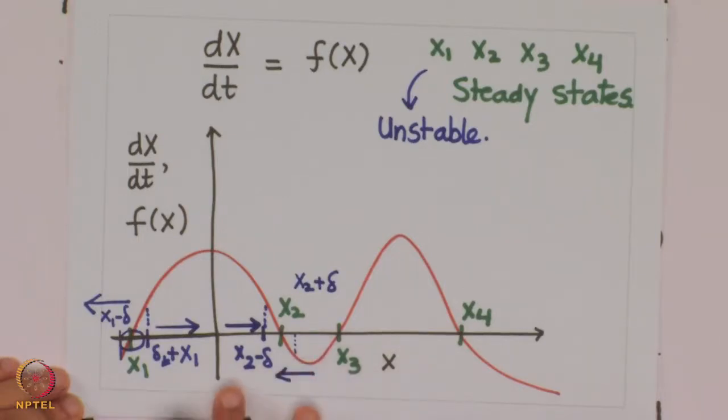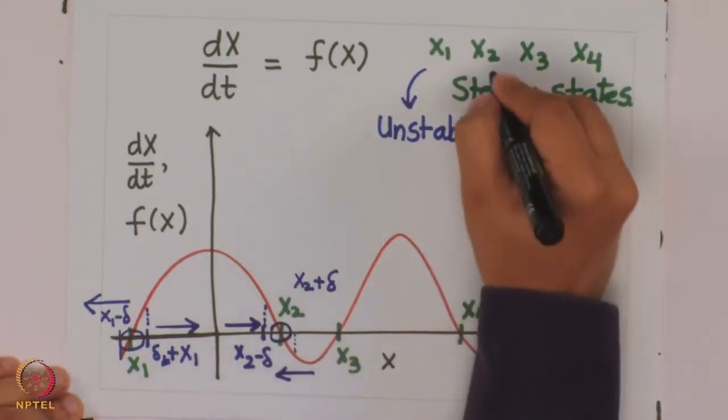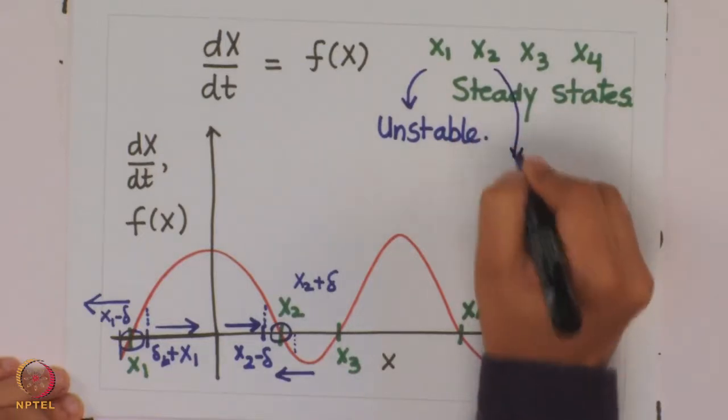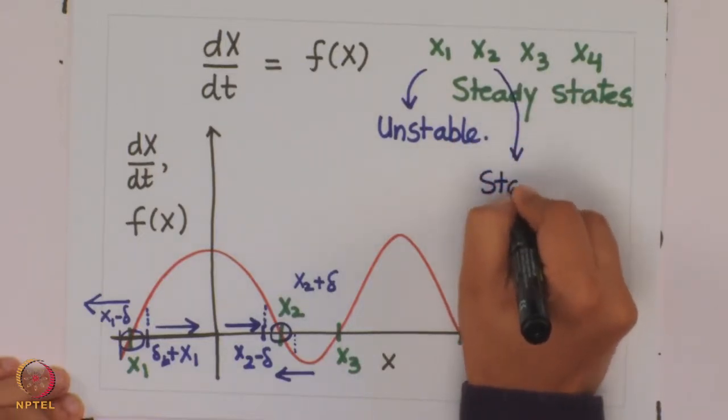And hence we can see that for the point x equal to x2, irrespective of which direction we introduce the disturbance, the system wants to move back towards x2. If the disturbance is on the lower side, the system wants to increase the value of x. If the disturbance is on the higher side, the system wants to decrease the value of x, and hence x equal to x2 is a stable steady state.